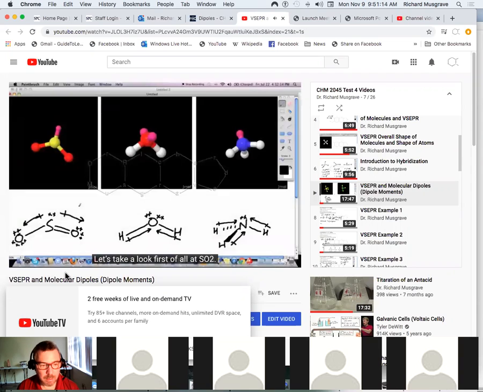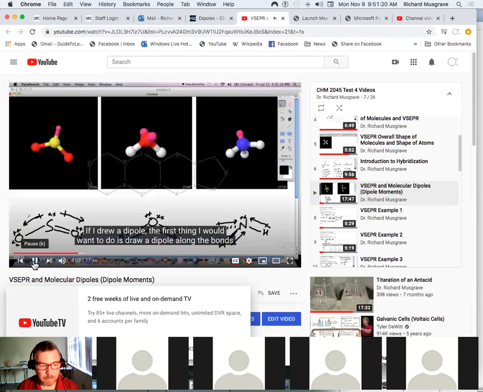Let's take a look first of all at SO2. If I drew a dipole, the first thing I would want to do is draw dipoles along the bonds. So in the case of S and O, O is more electronegative than S because it's closer to fluorine in the periodic table. So when we draw these two dipoles, you can see we draw them from the S down to the O and parallel to the SO bonds. It doesn't matter that they're single or double bonds. That lacks any importance. You'll also notice I don't draw any dipoles towards the non-bonding electron pairs. And the reason for that is because dipoles are strictly for bonds, not something that doesn't bond.